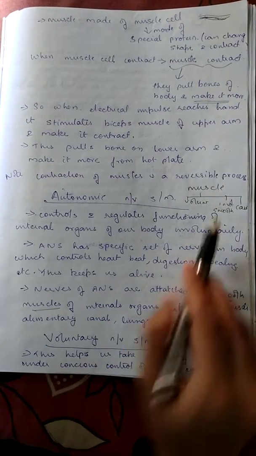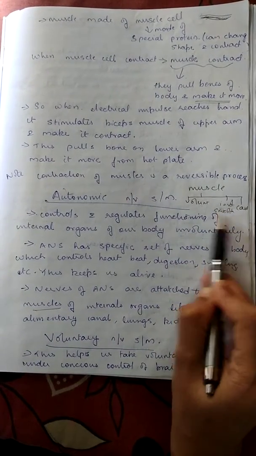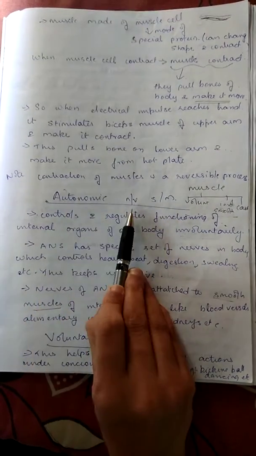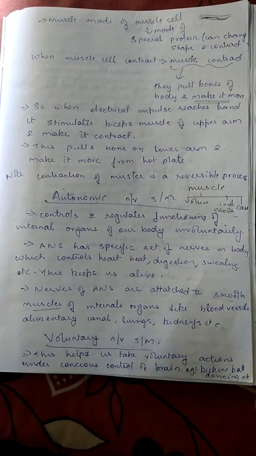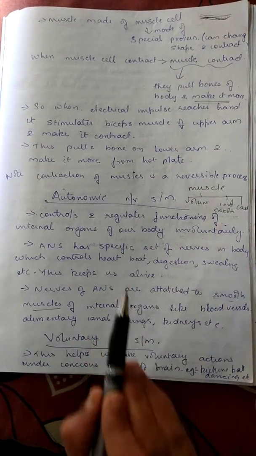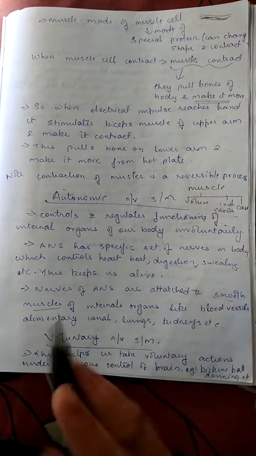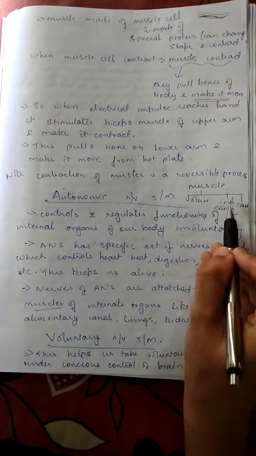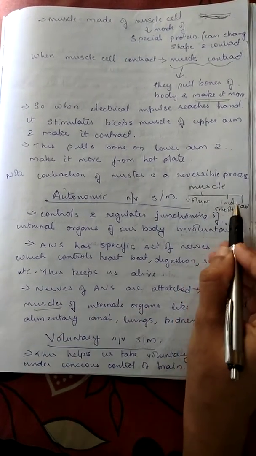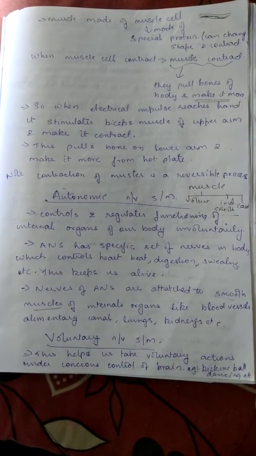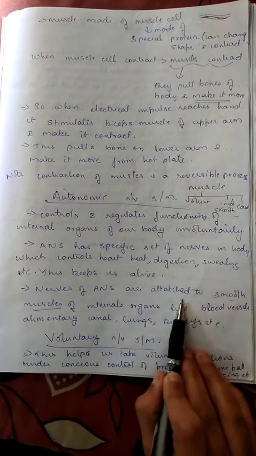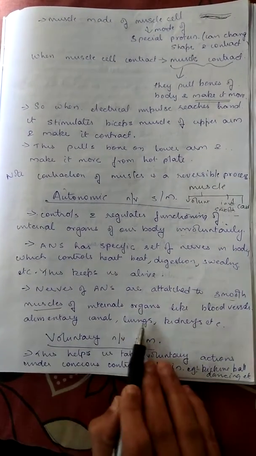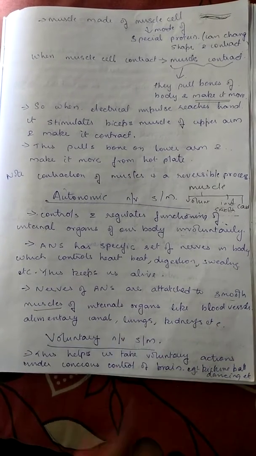So obviously the involuntary muscles, which are the smooth muscles, are attached to the autonomic nervous system, because the autonomic nervous system is not under the voluntary control of human beings. They are attached to internal organs like the heart, stomach and sweat glands, etc. All these are composed of smooth muscles, which are involuntary muscles. So the nerves of the autonomic nervous system are attached to the smooth muscles of internal organs like blood vessels, alimentary canal, lungs, kidneys. None of these are under our voluntary control.